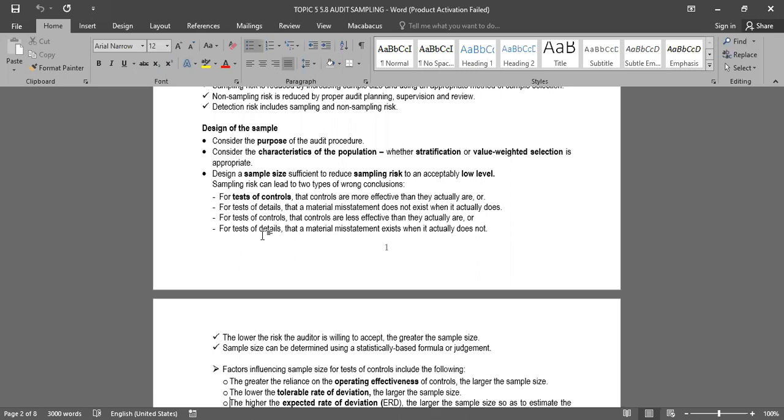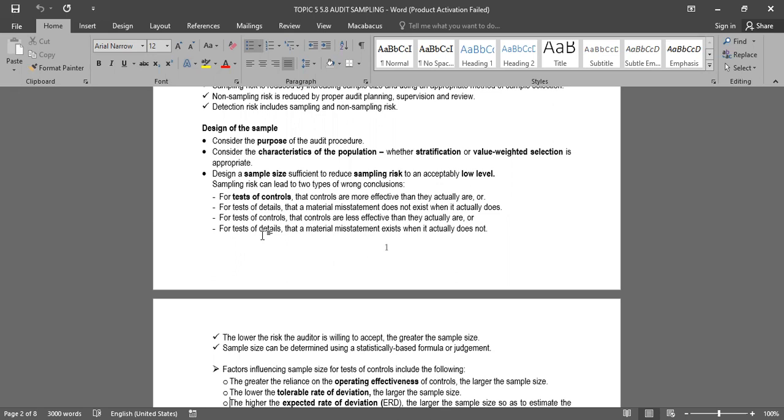I hope we are picking something here. Look at the tests that you're performing, because remember, under audit, we have two main procedures: tests of controls and tests of details, what you call the substantive tests or procedures. The test of controls, you're mainly commenting on the effectiveness of internal controls. And then for tests of details, you're looking at material misstatement.